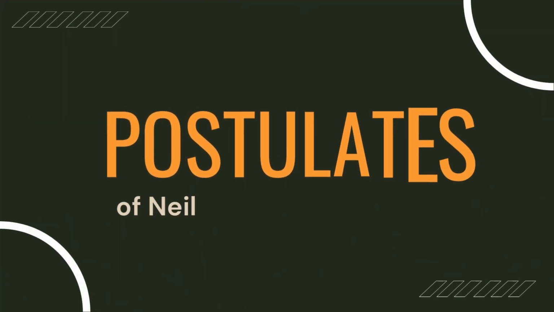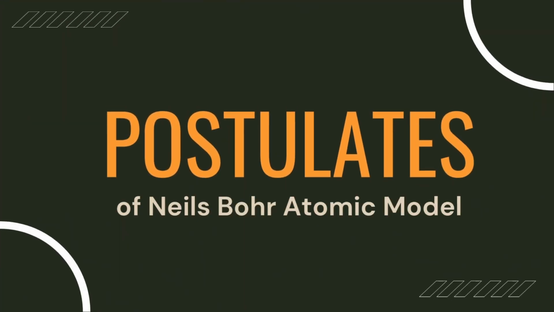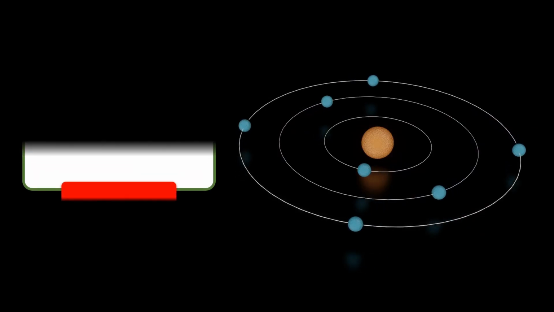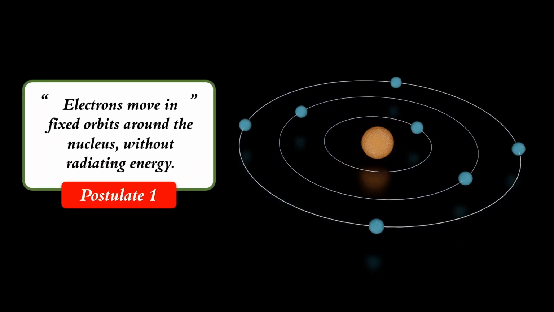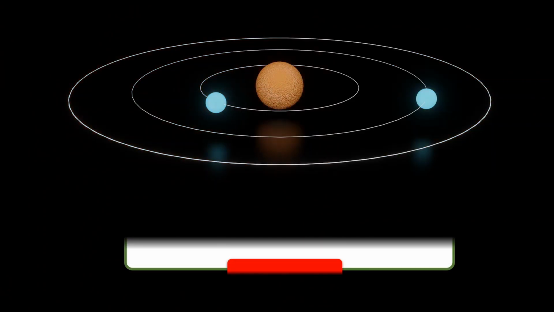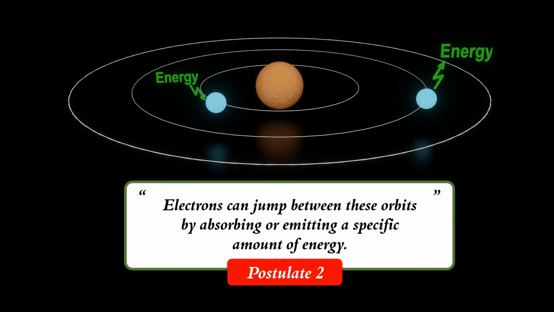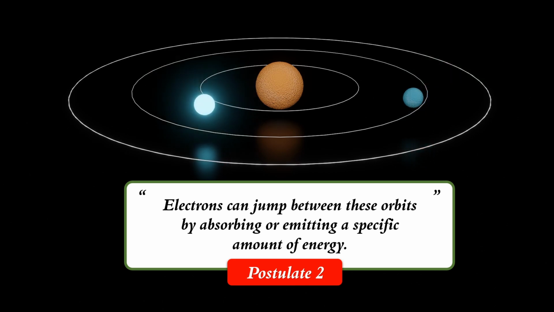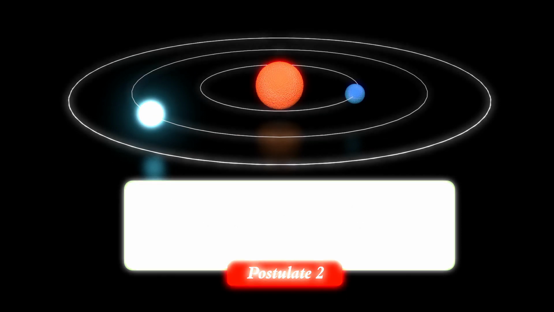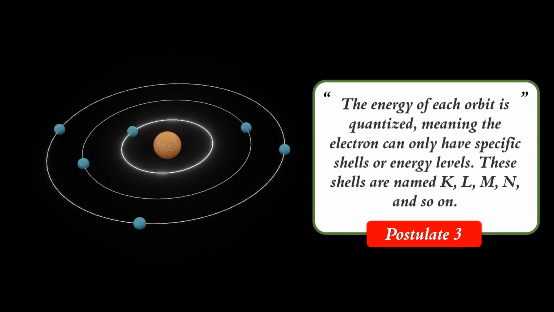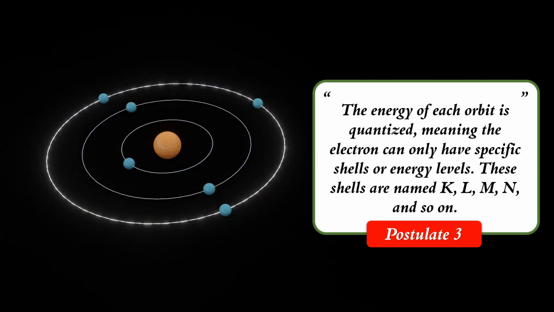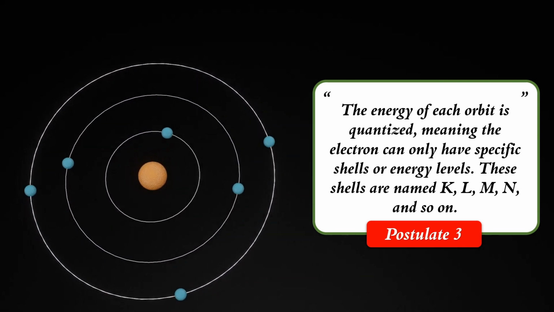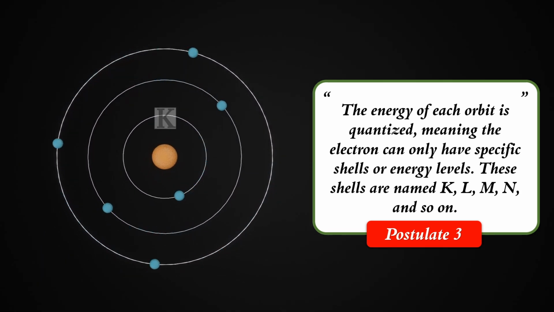Bohr's model rests on three main postulates. Let's break them down one by one. First, electrons move in fixed orbits around the nucleus without radiating energy. Second, electrons can jump between these orbits by absorbing or emitting a specific amount of energy. And the third one is the energy of each orbit is quantized, meaning the electrons can only have specific shells or energy levels. These shells are named K, L, M, N, and so on.